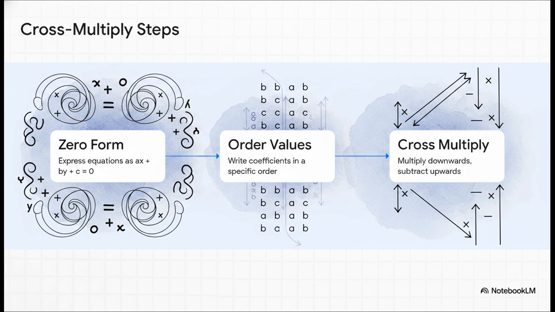Step 2, you pull out just the numbers, the coefficients and the constants, and write them in a very specific repeating order. And then step 3 is where the magic happens. You multiply downwards diagonally and then subtract the products of multiplying upwards. This strict organization makes the final calculation incredibly fast.